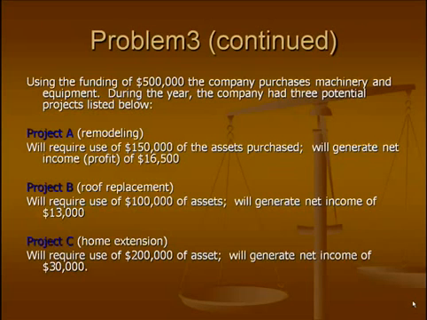And using the total funding of 500,000, they had three potential projects. Project A, which is remodeling, and I've given you information about how much assets it would require and the net income or profit it would generate. It's in front of you. Project B involves roof replacement, and the information about how much assets it would require and the net income or profit it would generate is in front of you. Project C is home extension, and again you got the information in front of you.